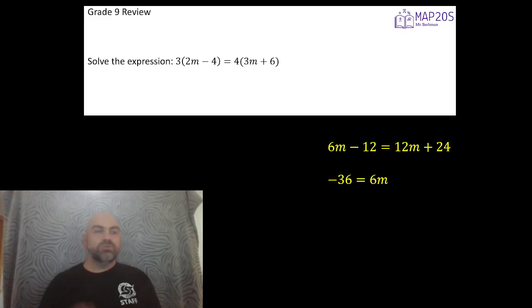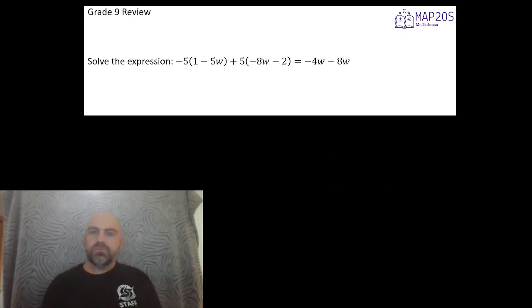Now, the reason I subtracted 6m instead of 12m is because by subtracting 6m, I'm going to end up with a positive on the right-hand side instead of a negative on the left-hand side. So that's why I subtract the smaller one, because they're both positive. If there's a negative in there, I'm going to try to find a way to get positives in there. But with two positives, just subtract the smallest one. Divide both sides by 6, and we're going to get an m value of -6. All right.